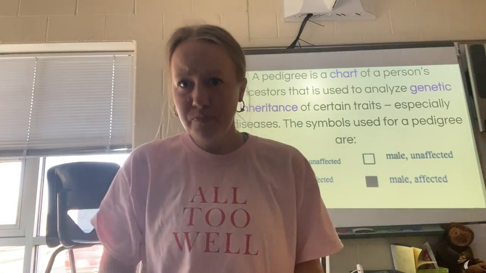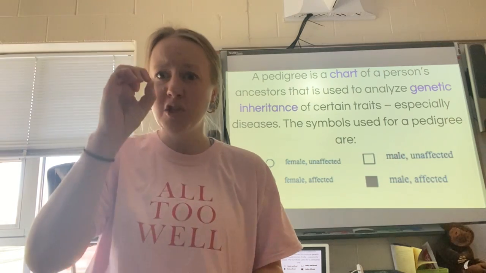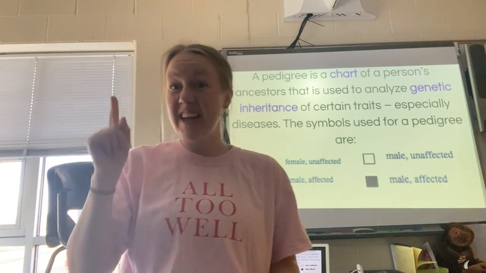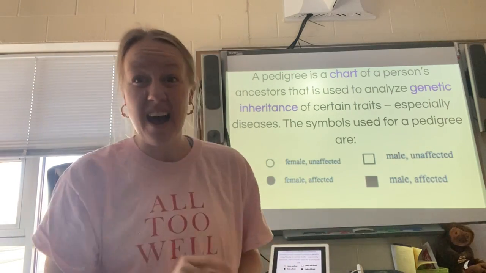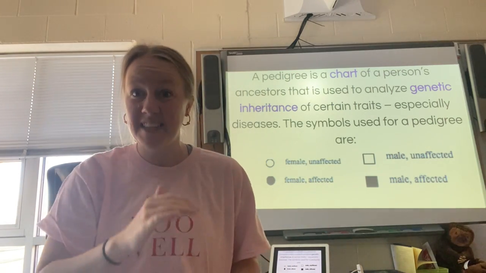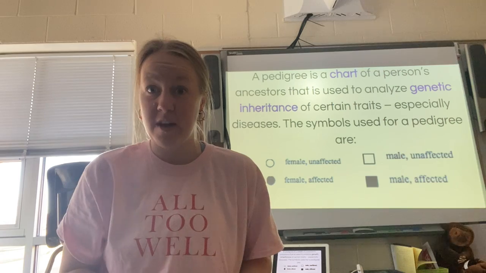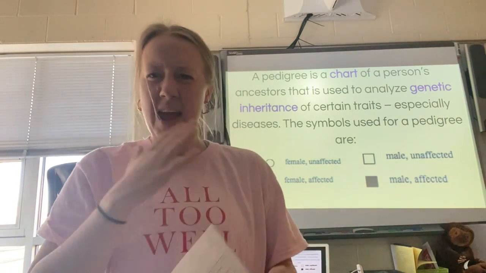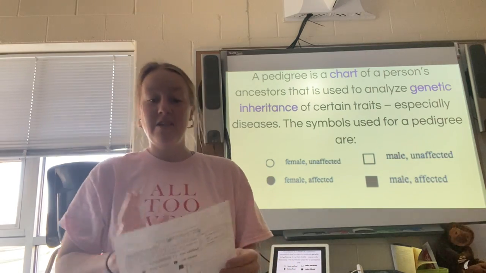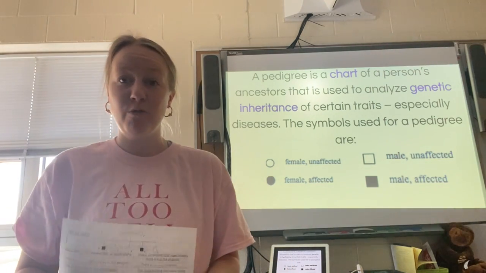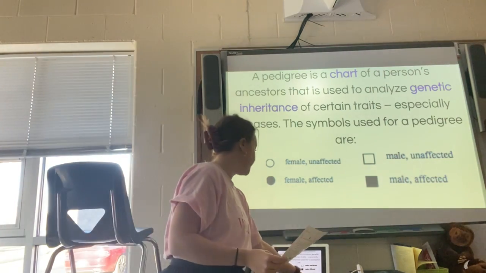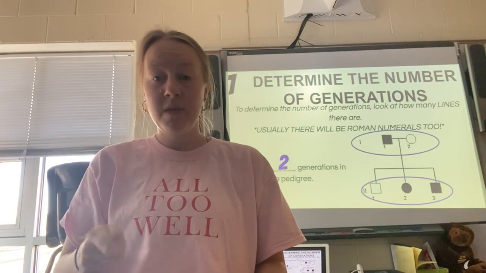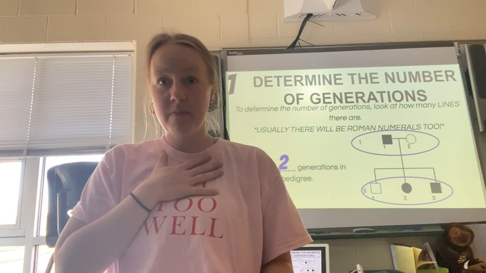So for example, if I see a circle and it is filled in on the pedigree chart, I know that it's a female and I know that they have whatever trait is being passed down and tracked in that pedigree. We're gonna look at an example together, go step by step on how to read it, how to figure it out, and then you're gonna have some time to try it out by yourself. As a reminder, our pencils are down, our eyes are on the front board.